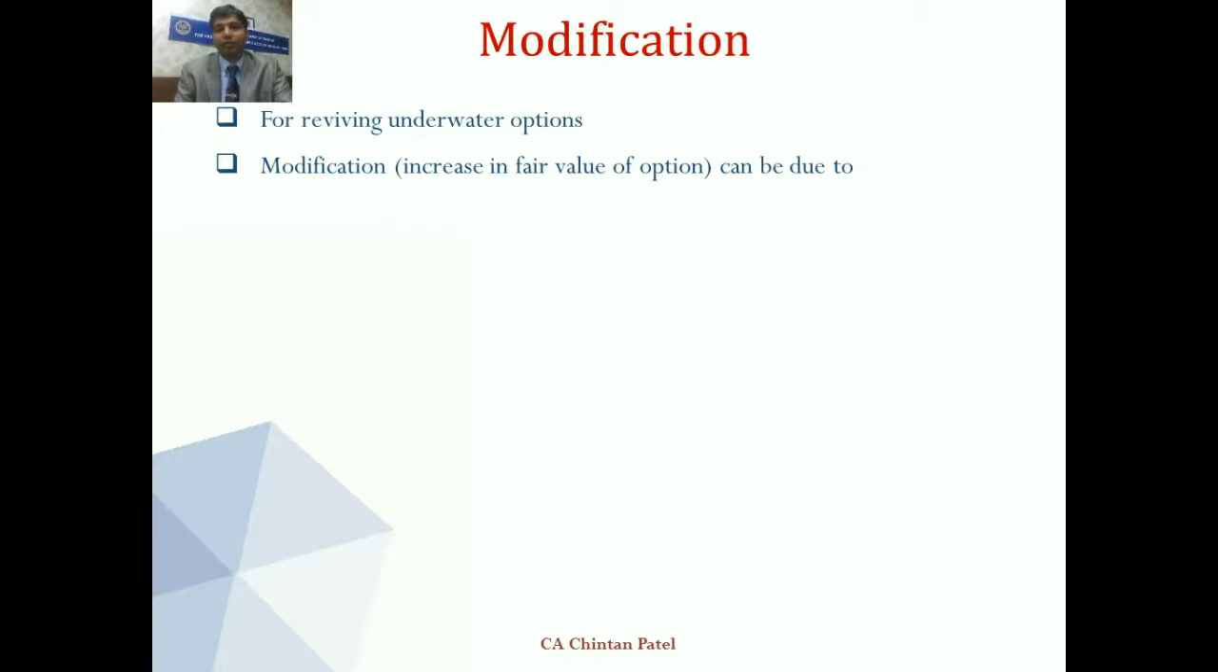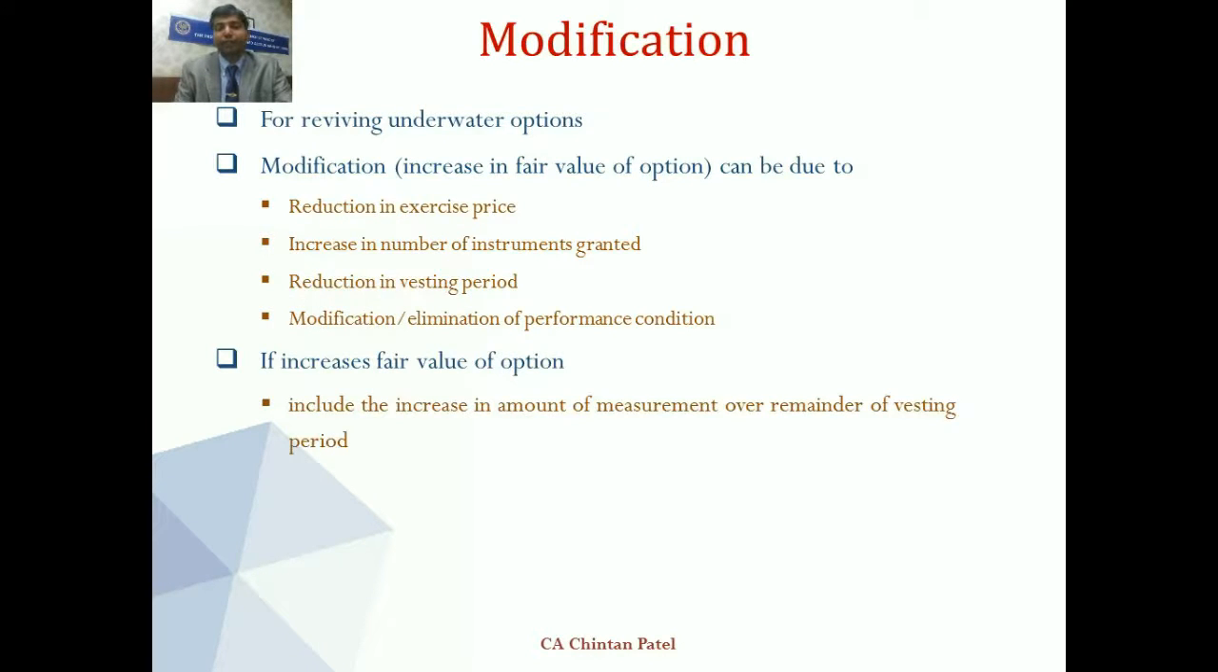Now the exercise price for the employees is 10 rupees, while the market price of the share is 5 rupees. Obviously, the employees are not going to exercise the ESOP option, because they can purchase the shares at a lower price from the market. So just to revive the underwater option, the modification is generally done, and in case of modification, if there is an increase in the fair value of options, that increase in the amount of compensation needs to be amortized over the remaining vesting period.